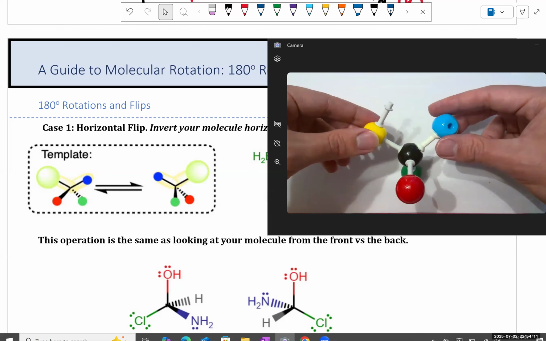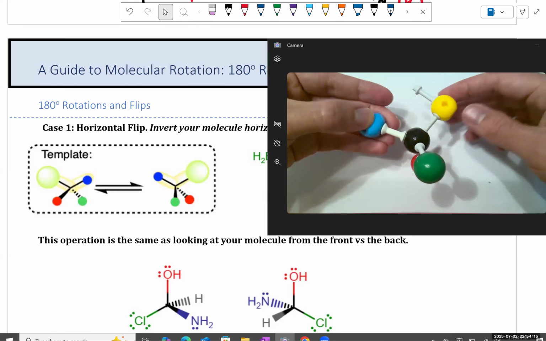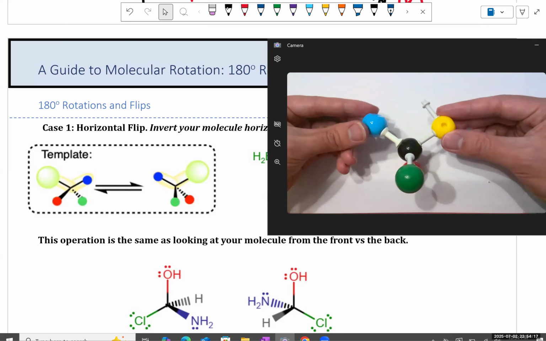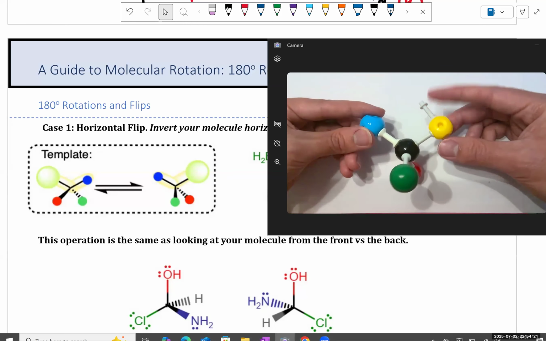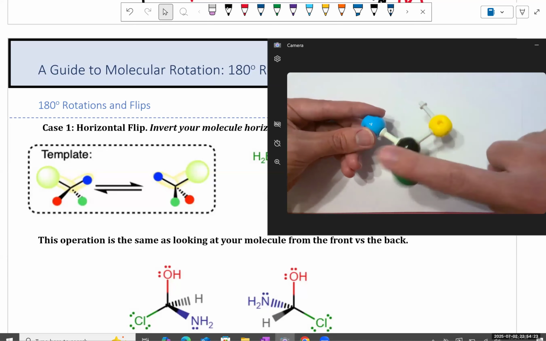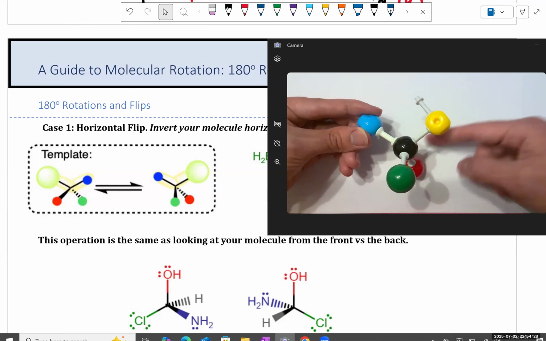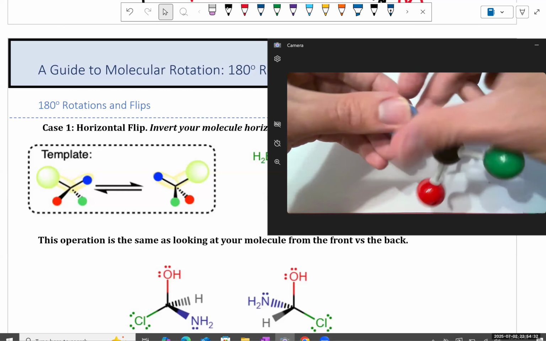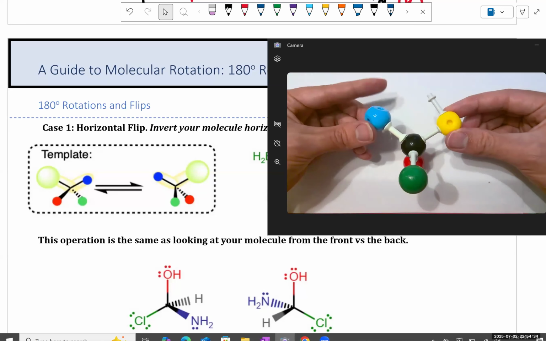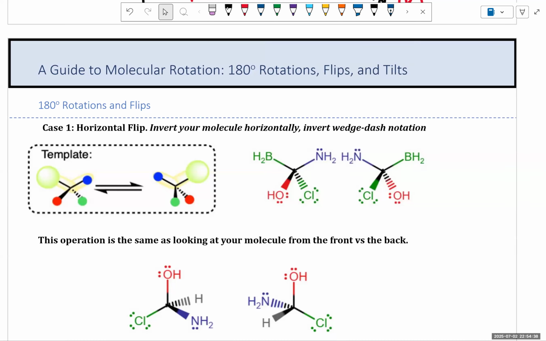For a horizontal flip, all we do is we invert our molecular skeleton and invert the dash wedge notation. So as you can see, now the amine's on the left, boron's on the right, and now the chlorine's in front with a wedge instead of a dash, the alcohol's in the back with a dash instead of a wedge. So again, here is our original. We rotate it horizontally 180 degrees. You see the skeleton flips and the dash wedge configuration flips.